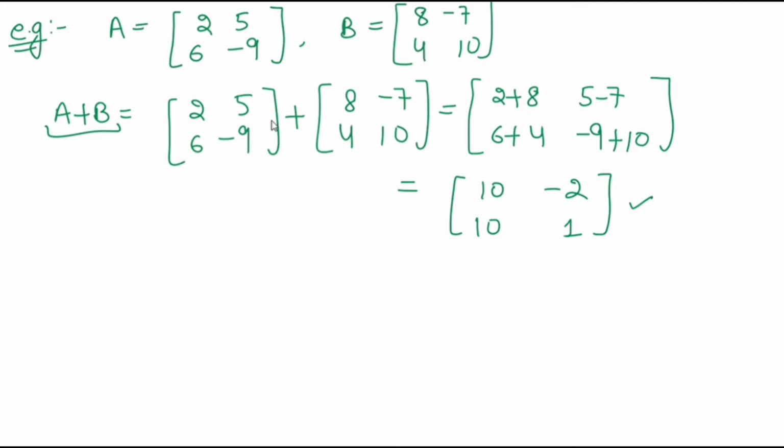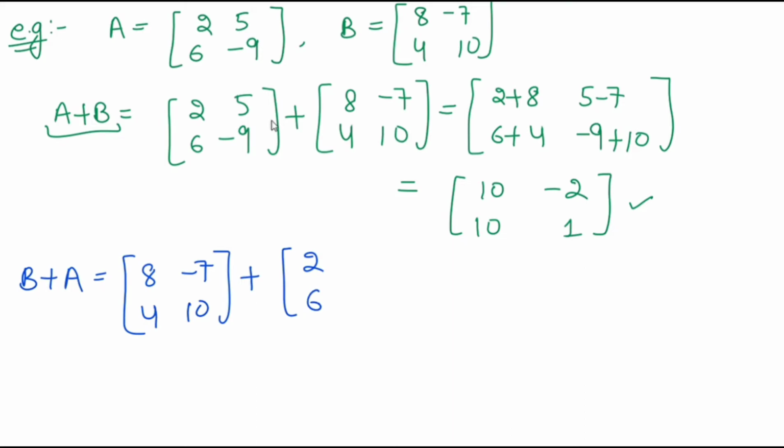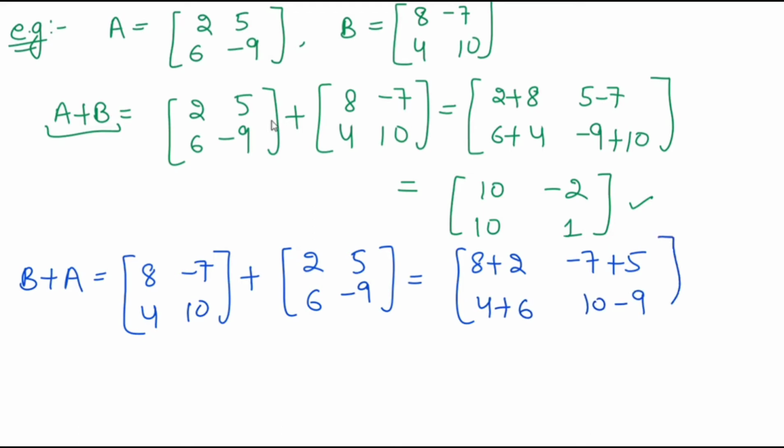Now we have to find B plus A. So firstly we write the elements of matrix B: 8 minus 7 4 and 10. Then the elements of matrix A: 2, 6, 5 and minus 9. This becomes 8 plus 2 and minus 7 plus 5. Here is 4 plus 6 and 10 minus 9. We get 10, 10, minus 2 and 1.